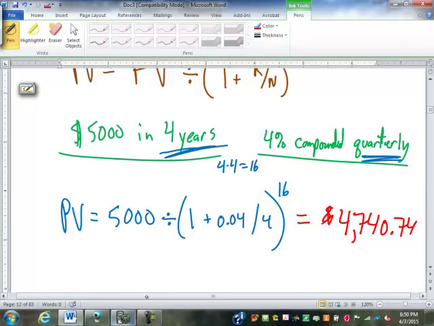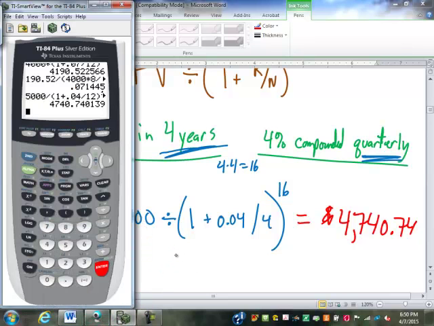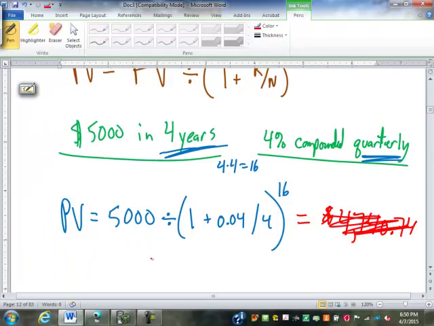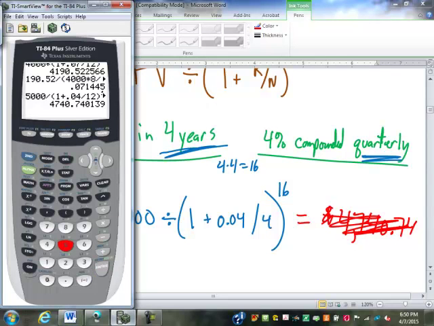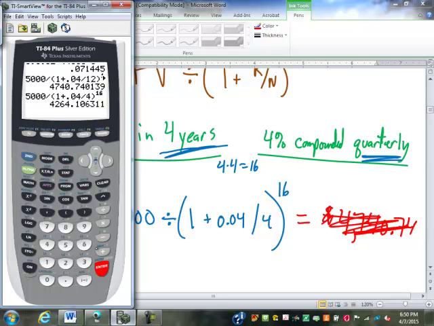Did I punch something in wrong? I did divide by 12 instead of 4. Thank you. So 5,000 divided by, parentheses, 1 plus 0.04 divided by 4 to the power of 16. So yes, 4,264.11.